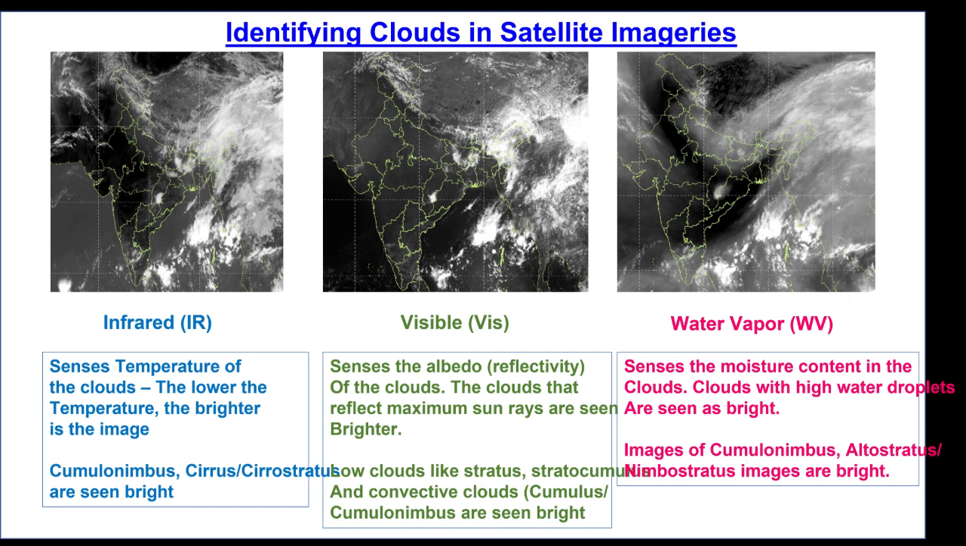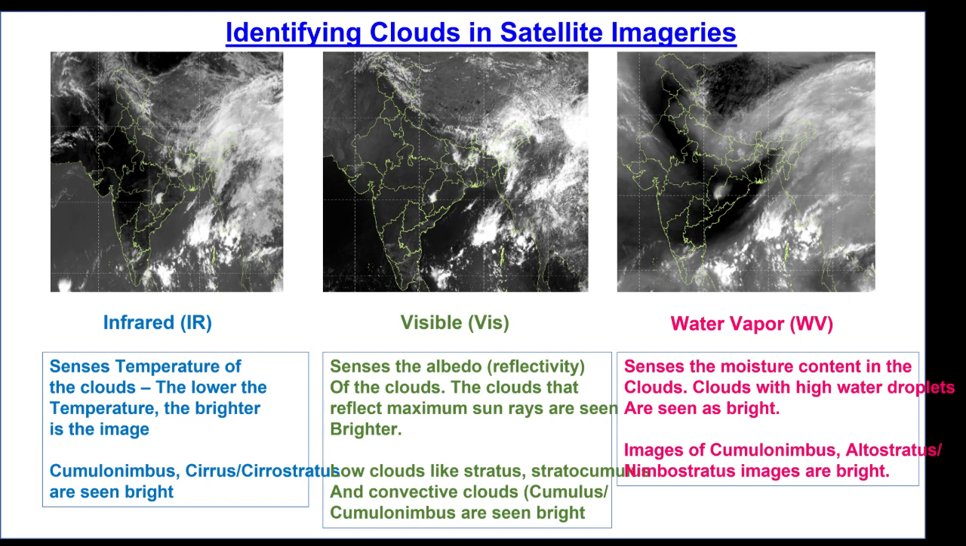Ladies and gentlemen, satellite images of clouds come mainly in three bands. There are of course other bands, but the most widely used bands are these. If you can see in the slide, there are three images. One is infrared, the second one is the visible band, and the third one is the water vapor band.